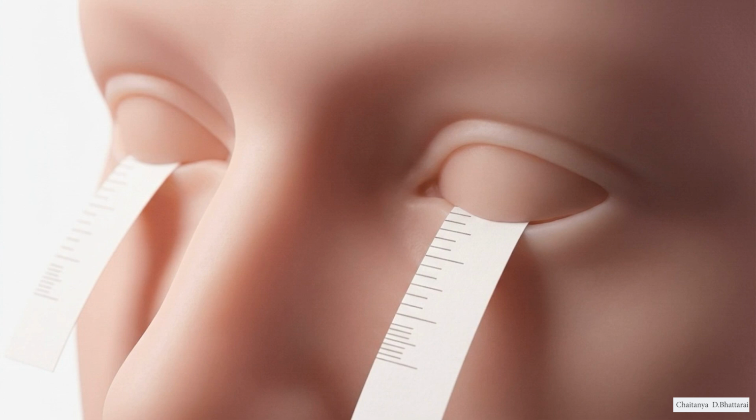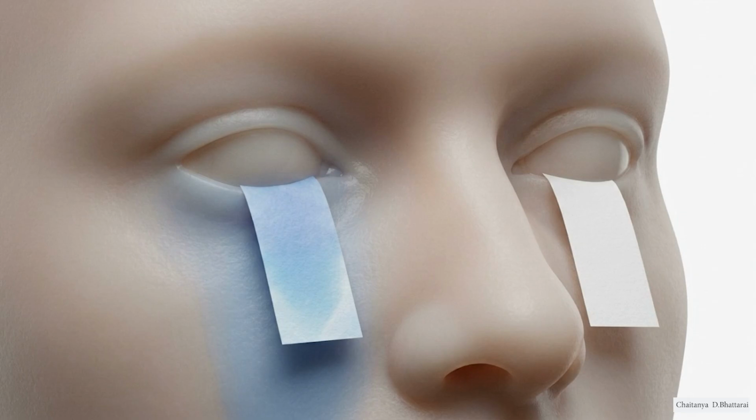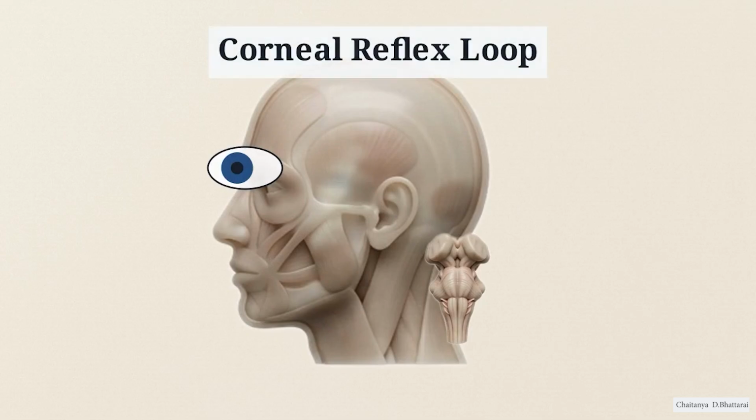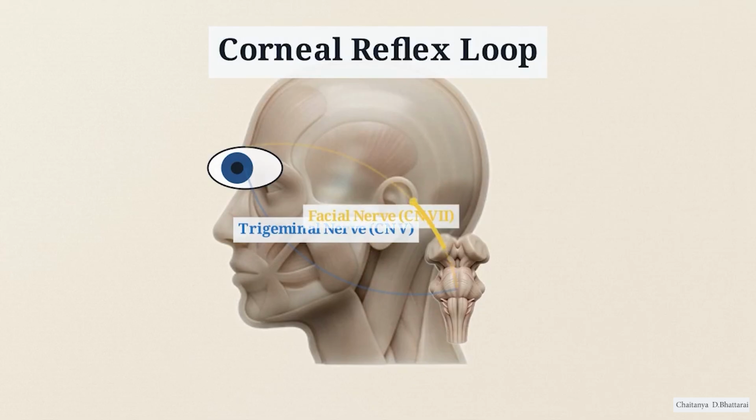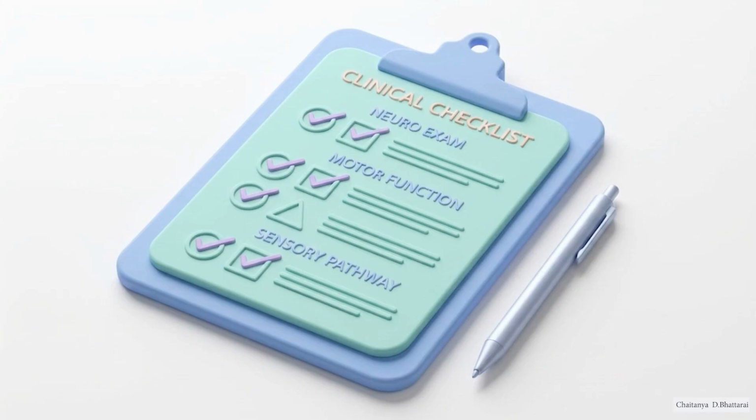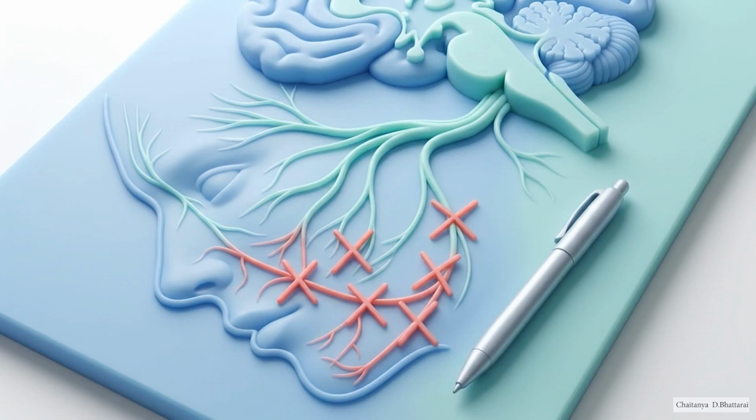Thin strips of filter paper are placed inside the lower eyelids to accurately quantify and compare tear production symmetry across both eyes. The corneal reflex functions as a complete sensory motor loop. The sensory signal travels up to the brainstem via the trigeminal nerve, but the physical blink response travels right back down through the facial nerve. By systematically testing these reflexes, sensory outputs, and motor functions, clinicians document isolated failures to rule out entire branches of the neural network long before an MRI is ever ordered.